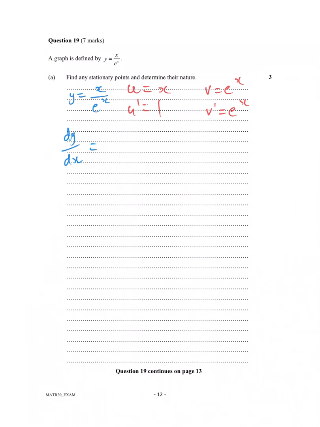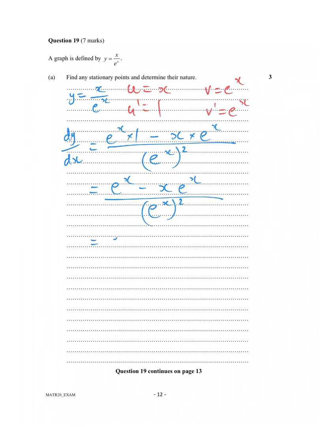So dy/dx here is going to be equal to v times u dash minus u times v dash all over e to the x squared, which using our index laws is e to the 2x. So I'm going to have e to the x minus x e to the x over e to the x squared, because what I can now do is take out my common factor of e to the x: 1 minus x over e to the x squared, which becomes 1 minus x over e to the x.